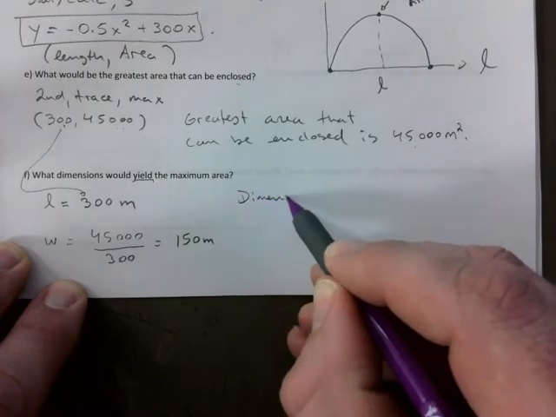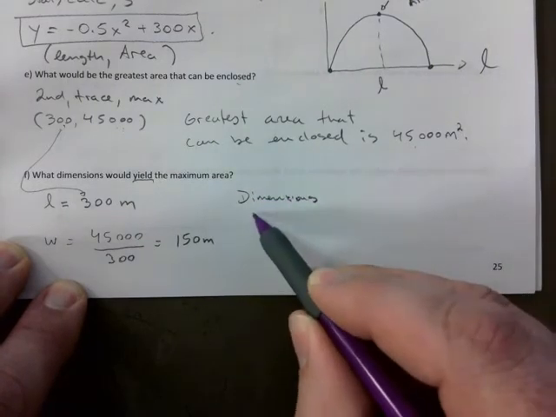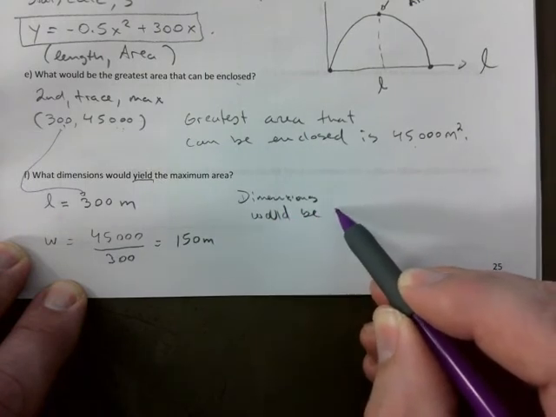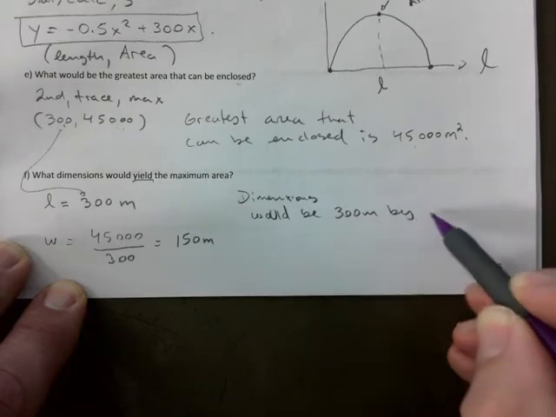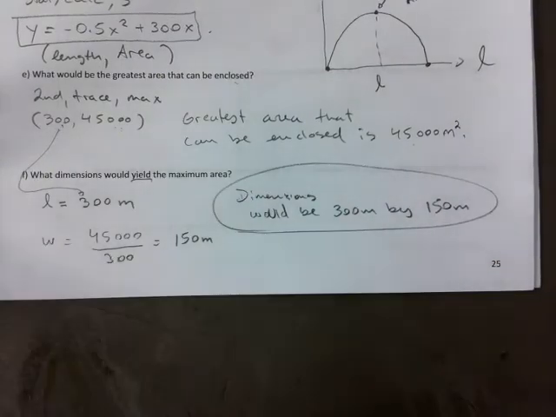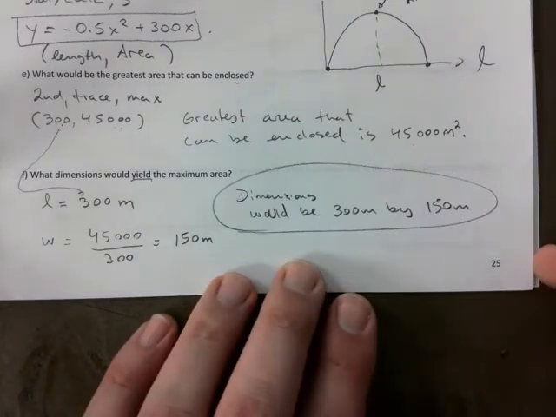Dimensions would be 300 by 150. Think about it, right? The length is 300 and both of the widths would have to be 150, right? And that adds up to 600 total, because we were able to eliminate the need for fencing along the other length, right? So there we have it.